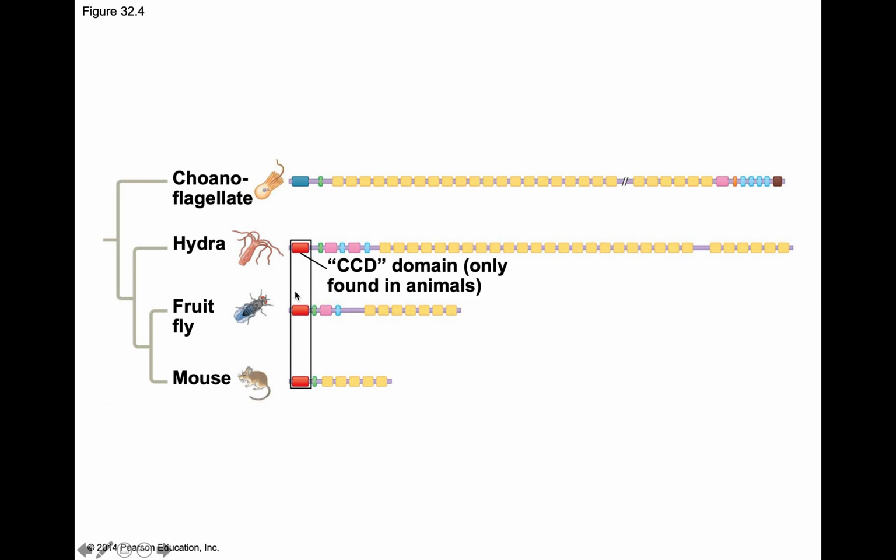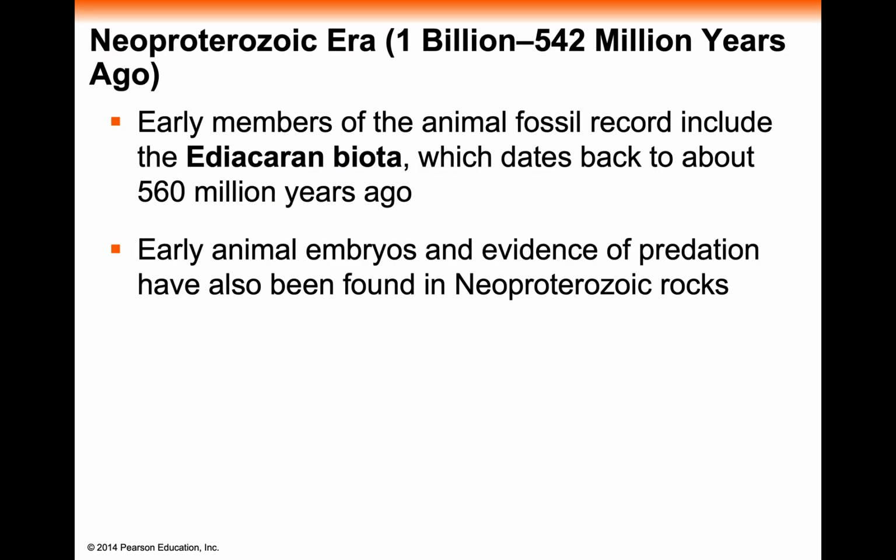This is the HOX gene that we see that's only found in these particular animals right here. And this has to do with connective tissue and basically holding the animals together. Early members of the animal fossil record include the Ediacaran biota, which dates back to about 560 million years ago. So that's basically 500 million years. And so those are basically your earliest animal fossils.